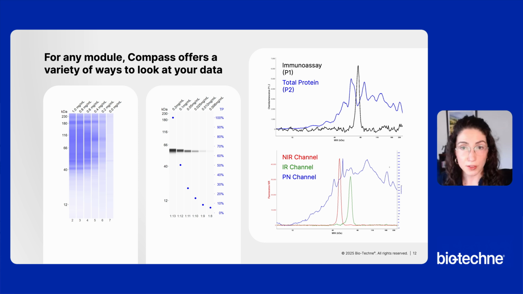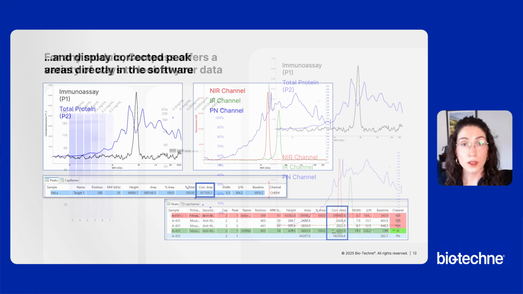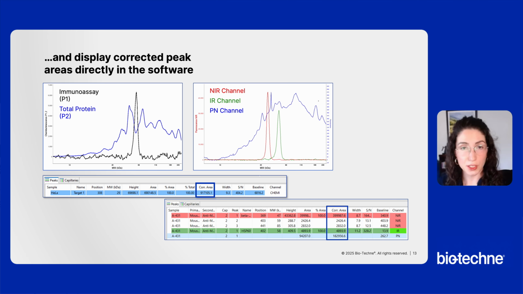These graphs I've chosen both show overlays of the total protein traces in blue. The top example shows the immunoassay detected in the chemiluminescence channel in black, and the bottom one shows the NIR and IR signals overlaid with the protein normalization in the PN channel. Corrected peak areas with normalization applied are displayed directly in the Compass software, ready to be copied and pasted and exported for analysis, presentations, or publications.